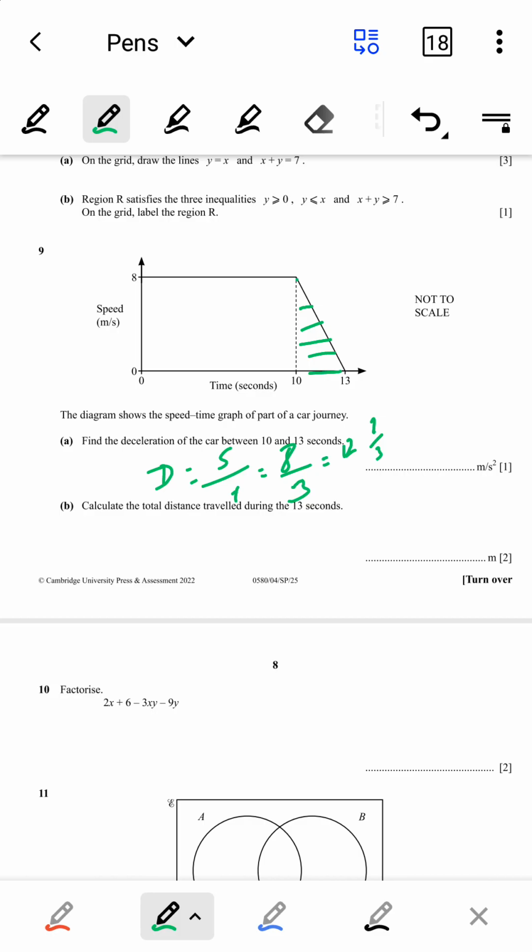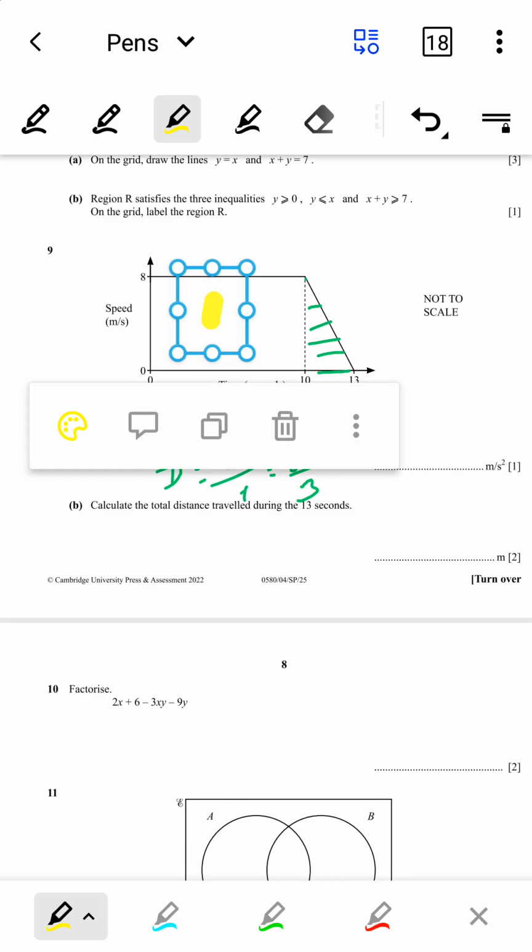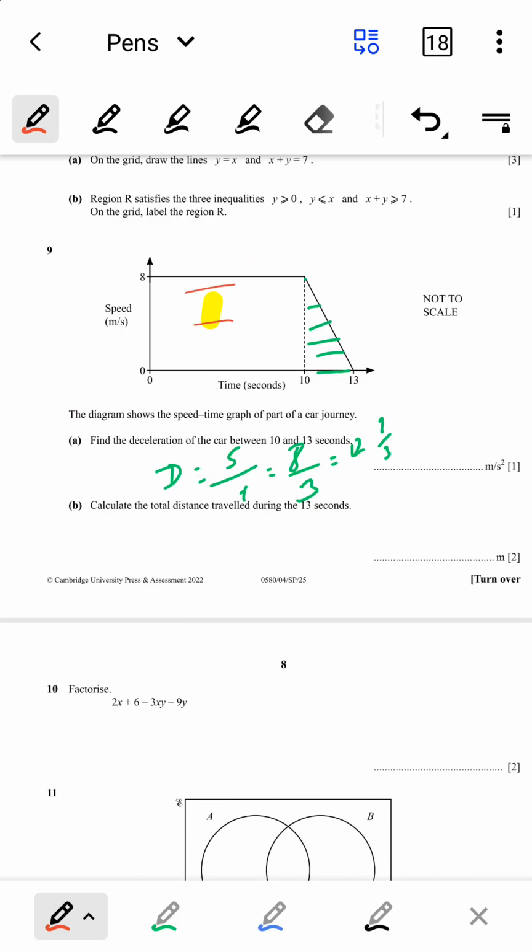Look at here, there are two shapes bounded here. This region is a rectangle, and this region is a triangle. The area of the rectangle is 10 into 8, that is 80 meter.